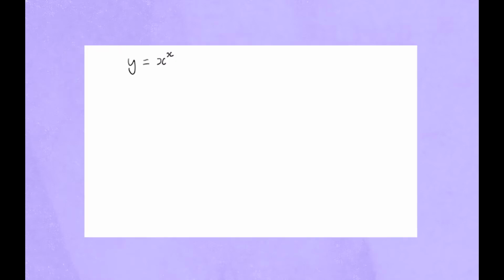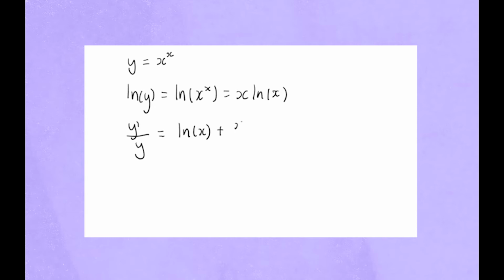We can now approach our function y equals x to the x. The trick is to start by taking the logarithm of both sides: ln of y equals ln of x to the x. We can use the laws of logarithms to write ln of x to the x as x ln x, so what was before an exponential is now a product. We can differentiate both sides of this, the left by implicit differentiation and the right by the product rule.